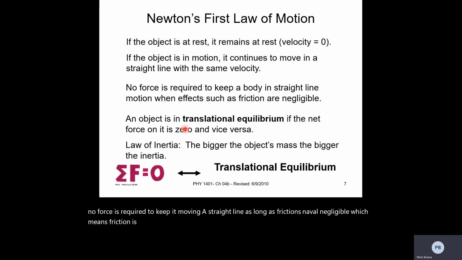Then just a reminder down here at the bottom: the bigger an object's mass is, the bigger that object's inertia is. And then I just put down net force equals 0. We have what's called translational equilibrium, which means all the forces cancel out, and it's going to do one of 2 things: either stay at rest or stay at the exact velocity it's traveling at already.